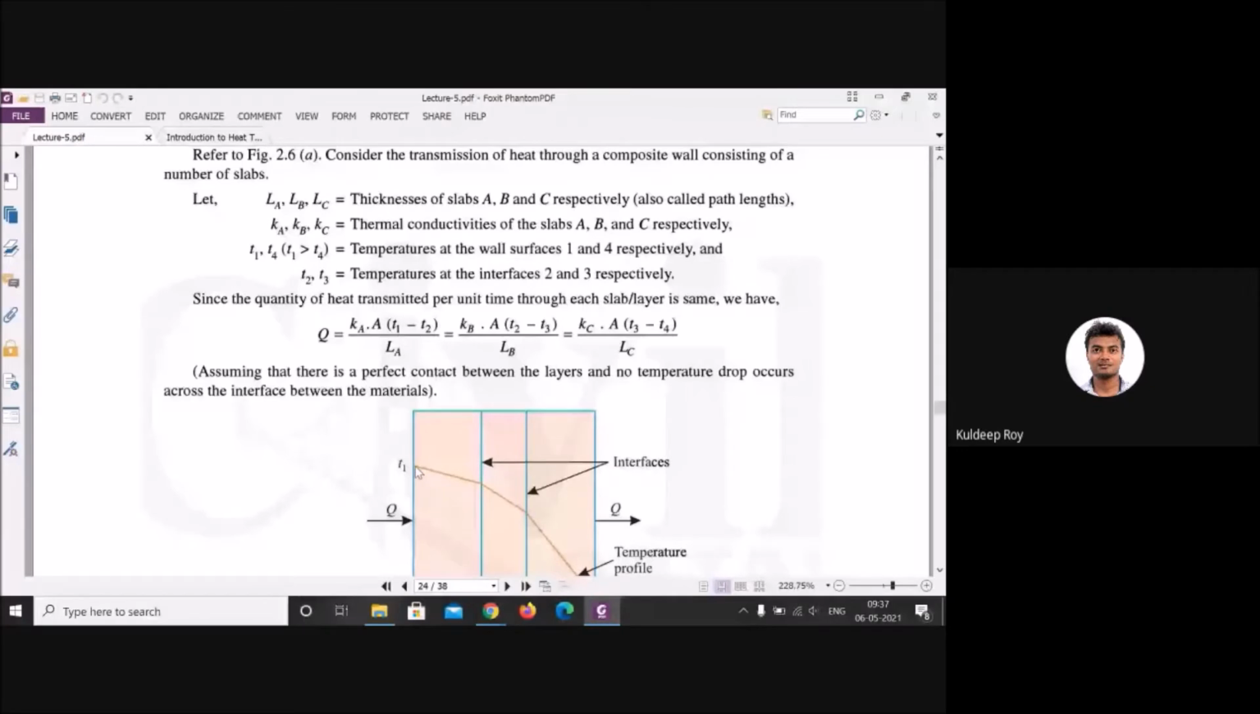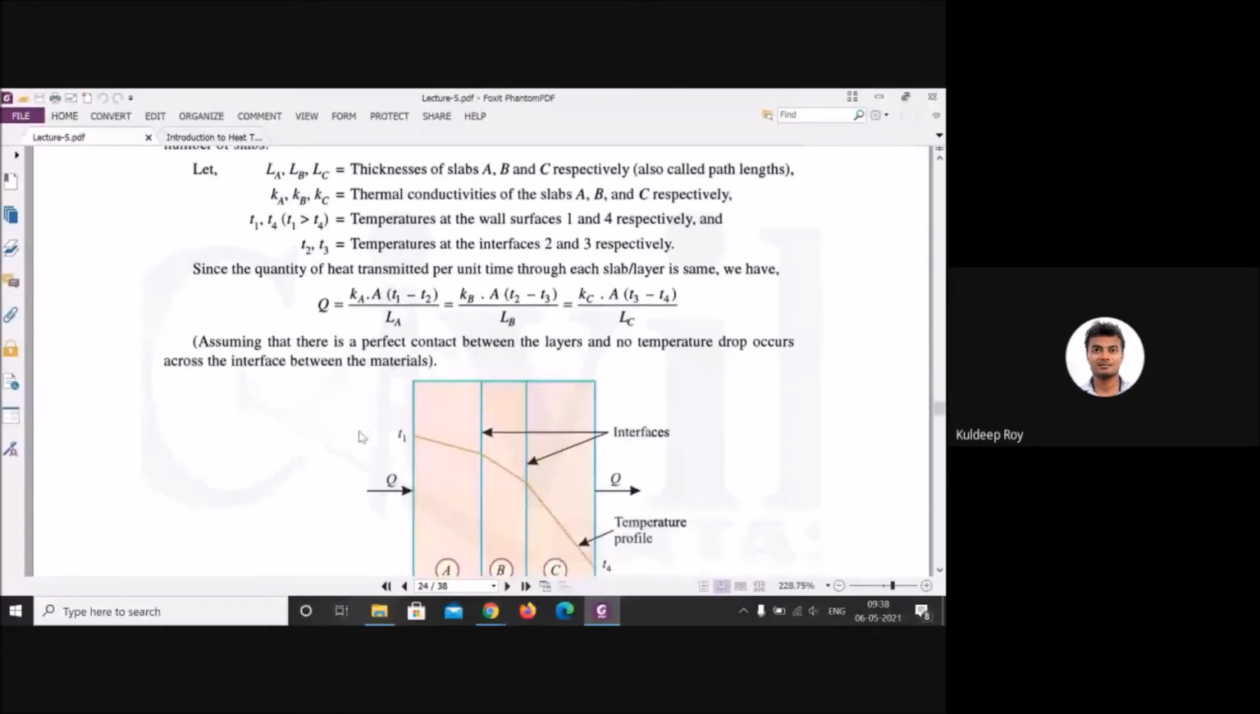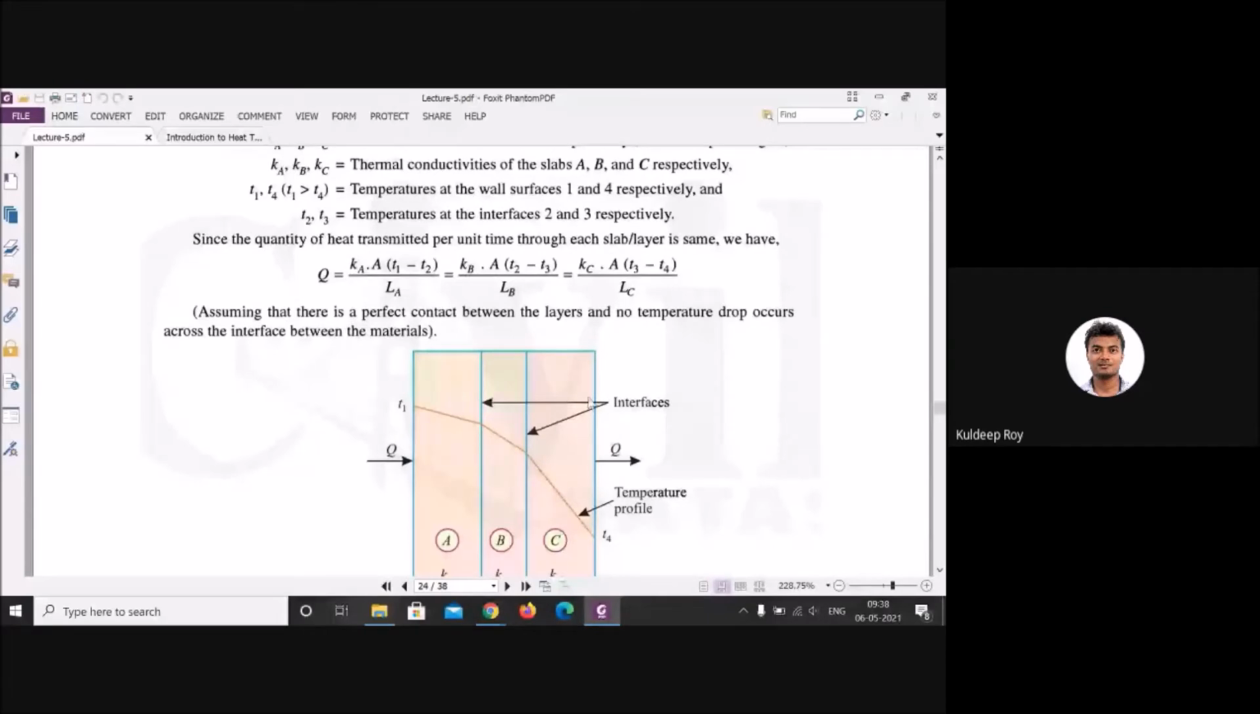Okay, and third will be your length L. Everywhere it is known to you that here is T1, here is T2, here is T3, and here is T4. Each and every temperature, K, A, and L, everything is known to you. Then how will you write the equation for this slab?